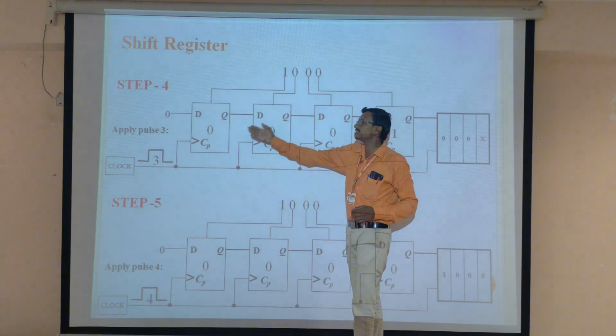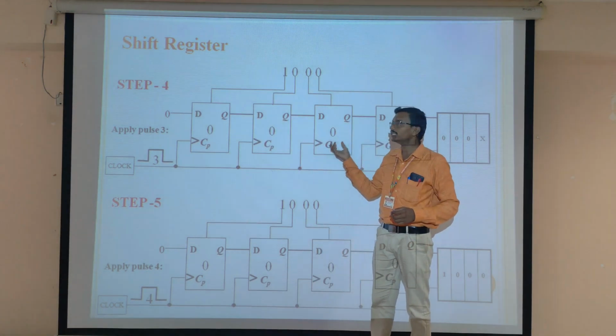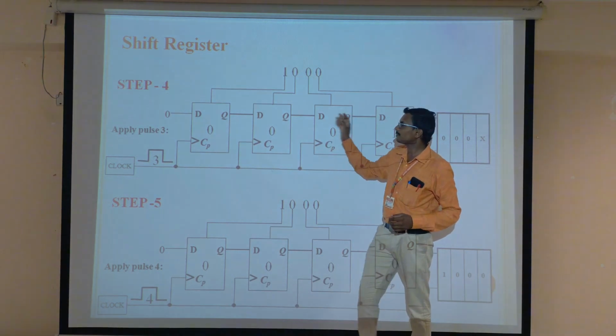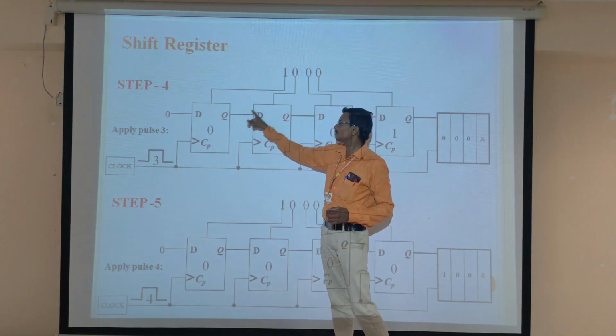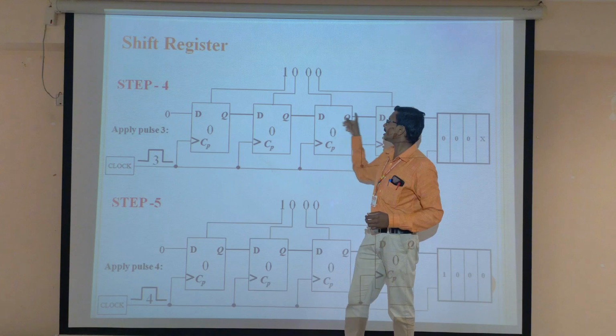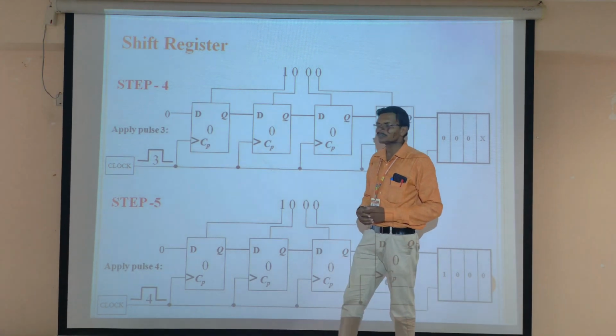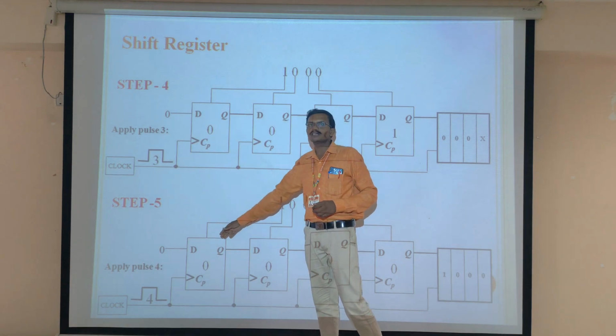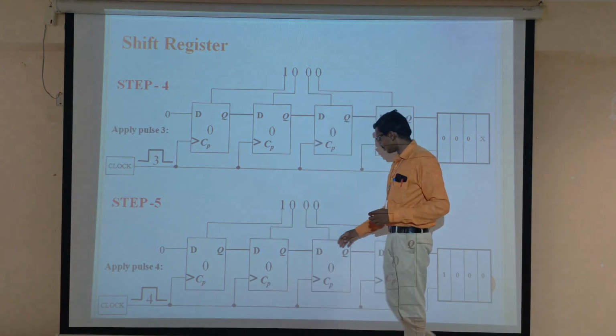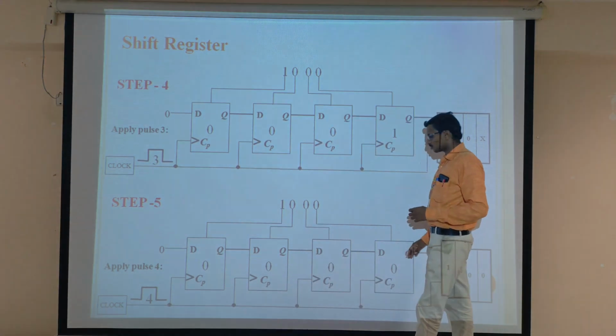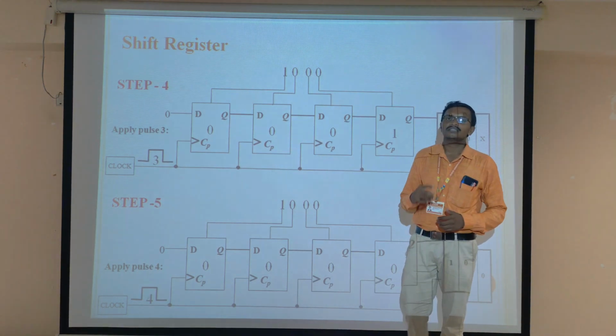So that means there are 3 flip-flops that got the input, then it is going to shift the output. So what will happen? Here the output is 0, here the output is 0, here the output is 0. Okay, so then we are going to apply the fourth clock pulse. What will happen? The first input is 1, then 0 0 0. That means 1 0 0. So while applying the fourth clock pulse, that is the first output we are going to get.